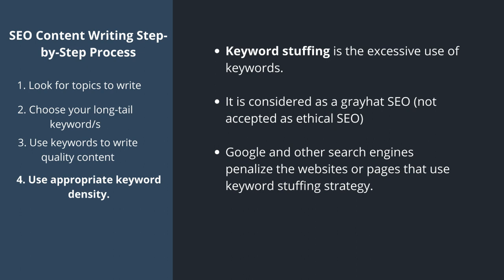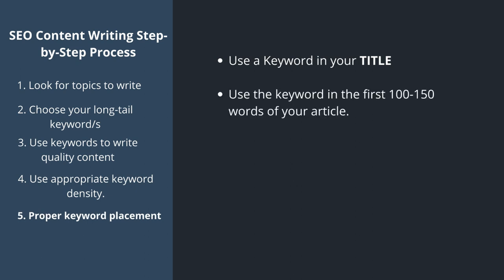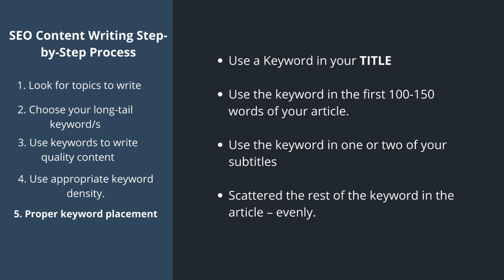So aside from the quality of the content and the keyword density, keyword placement is also key, the structure of your article. So these are some rules that you have to remember. Number 1, always use the keyword in your title. Number 2, use the keyword in the first 100 to 150 words of your article. It doesn't matter if it's the first sentence, second sentence, or so, as long as you can find the main keyword in the first 100 to 150 words of your article. Number 3, use the keyword in 1 or 2 or 3 of your subtitles, depending on the length of your article. Number 4, scatter the rest of the keywords in the article evenly.